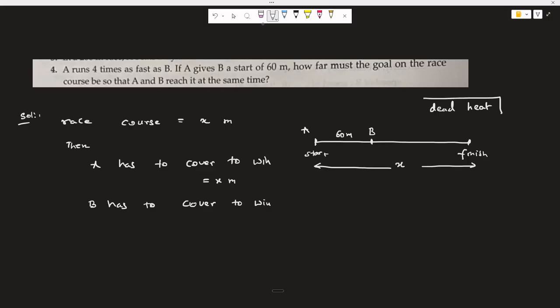So make a title: dead heat. To win, equal to how much he has to participate in the race. Actually, we thought it is X meters. And B got a chance not to run the 60 meters, so he has to cover X minus 60 meters. So write down X minus 60, the distance B has to cover to win.